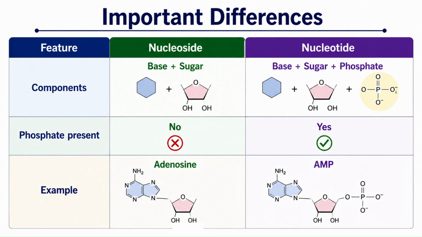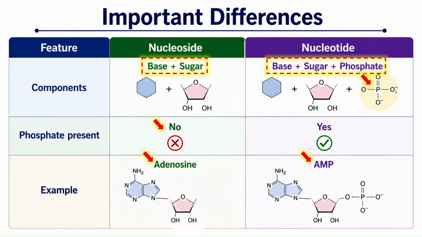Finally, let us summarize the most important differences between nucleosides and nucleotides. A nucleoside contains a base and a sugar, whereas a nucleotide contains base, sugar, and phosphate. So the key difference here is the phosphate group. Nucleosides do not contain the phosphate group, while nucleotides contain the phosphate group. An example of a nucleoside is adenosine, and adenosine monophosphate is an example of a nucleotide.